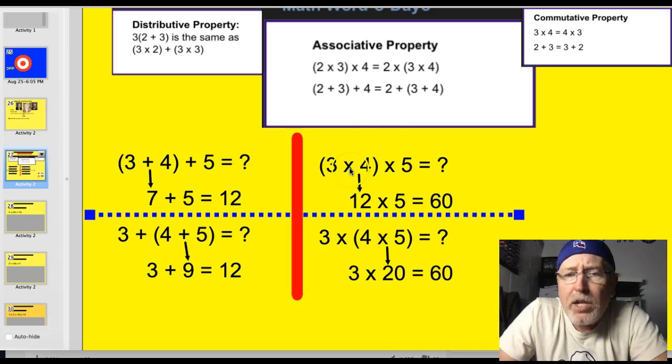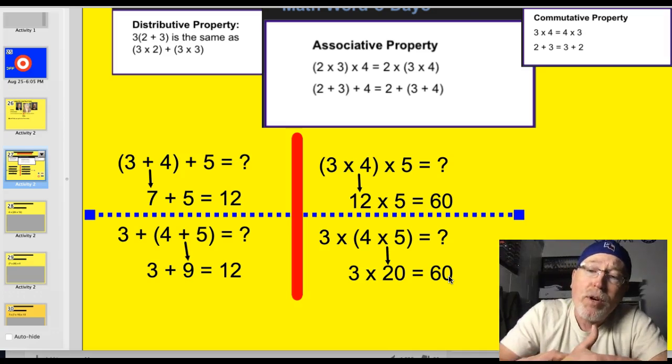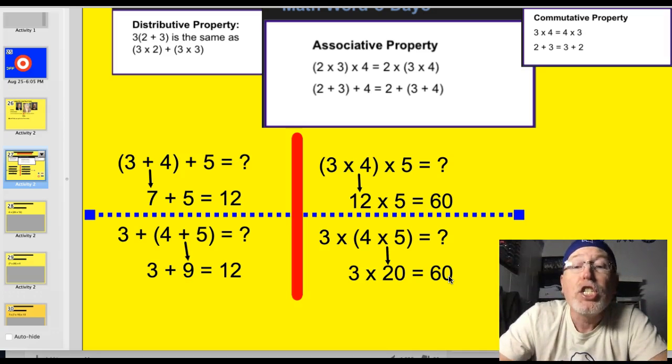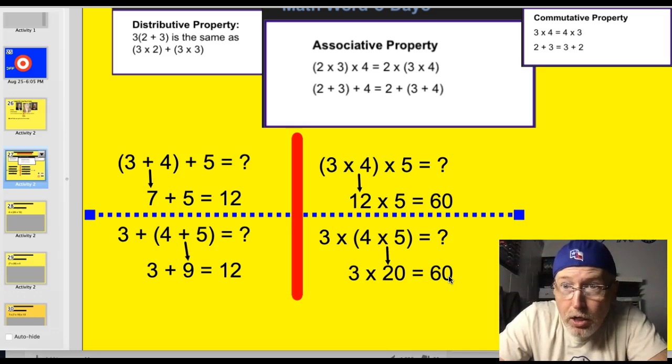Let's try it with multiplications. That's a little trickier. 3 times 4 is 12, right? 12 times 5 is 60. Now let's group 4 times 5 first. 4 times 5 is 20. 3 times 20 is 60. Go ahead and say it. It just doesn't matter. When you have a string of numbers that you're multiplying together or a string of numbers that you're adding together, the order, it just doesn't matter.